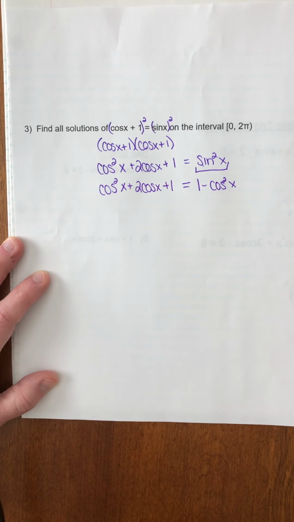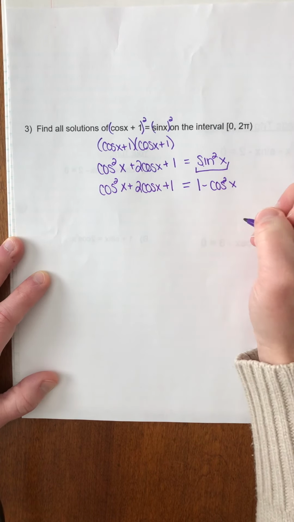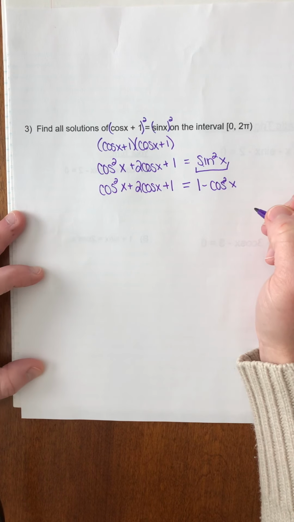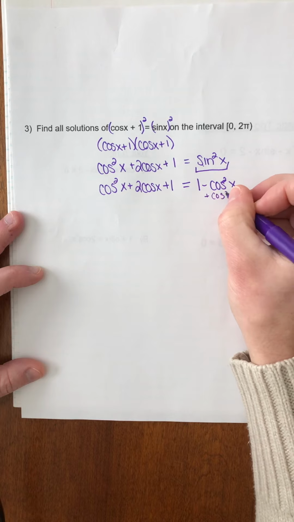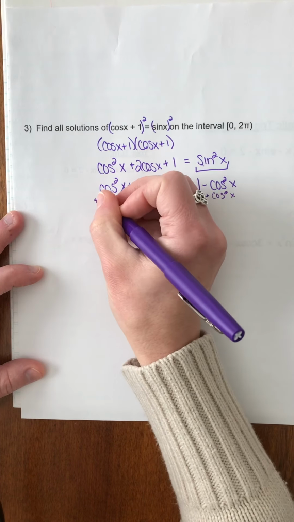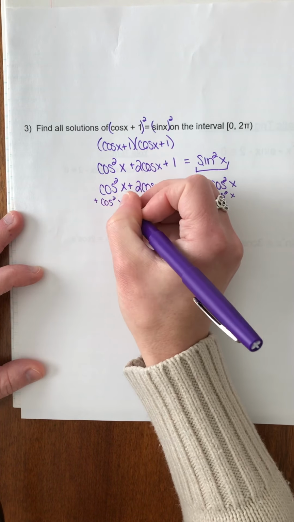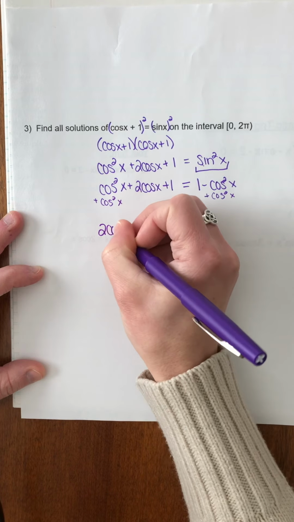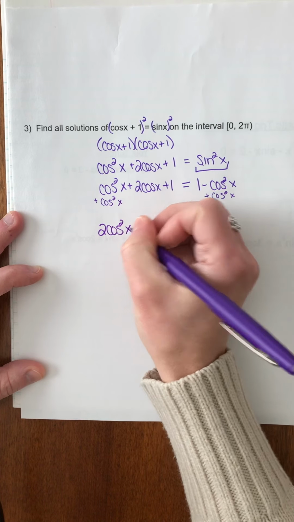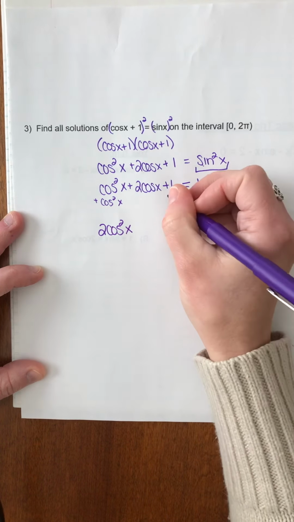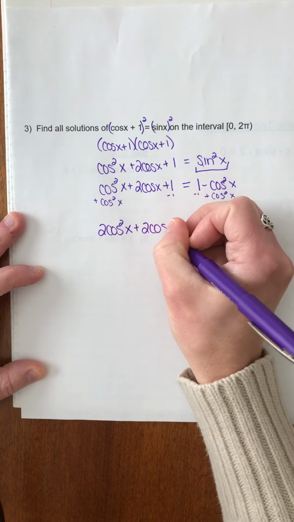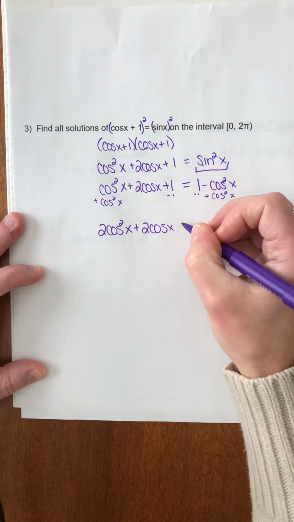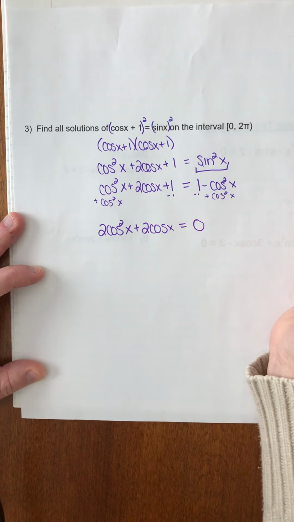So now we're going to bring everything to one side and then assess the equation from there. So we're going to add cosine squared. So I get 2 cosine squared x, and I'm going to subtract 1. So I get plus 2 cosine x. These ones cancel, so I get equals 0.